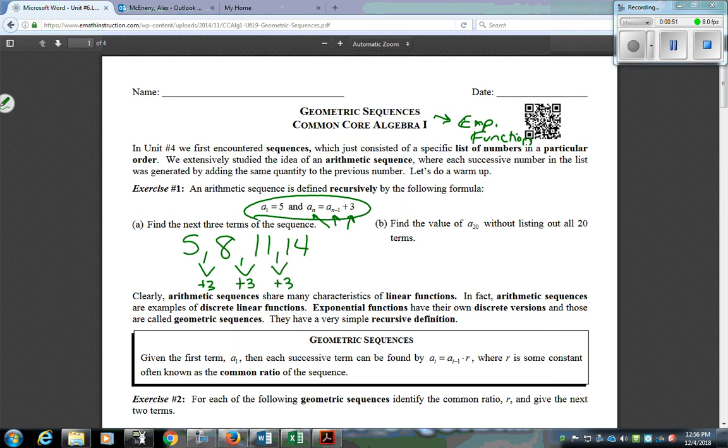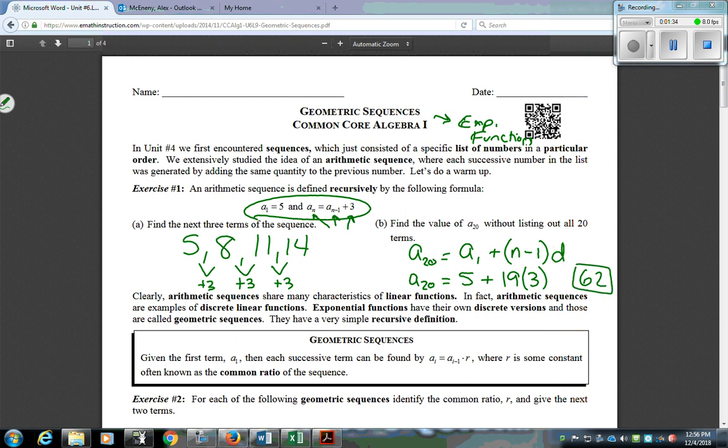Now to do part B, it says to find the 20th term, and they don't want us to list all 20. So again, if we want to find the 4th term, we count up by 3 three times. To find the 20th term, we write down the first term, take the term number, subtract 1, and multiply by the difference. So to find the 20th term, it's going to be a sub 1, which is 5, plus 19 times the difference, which in this case is 3. So our 20th term is going to be 62.